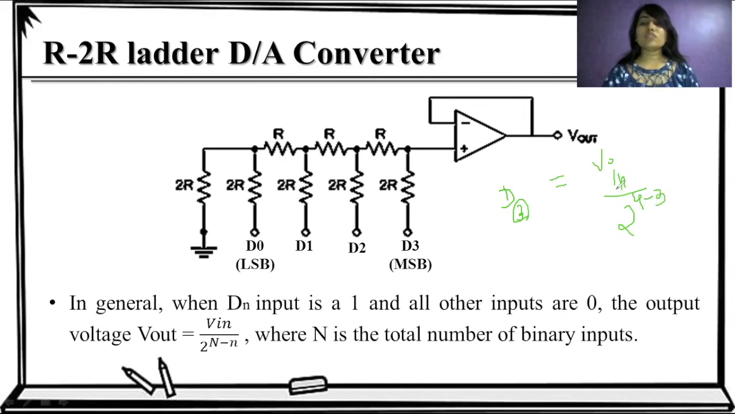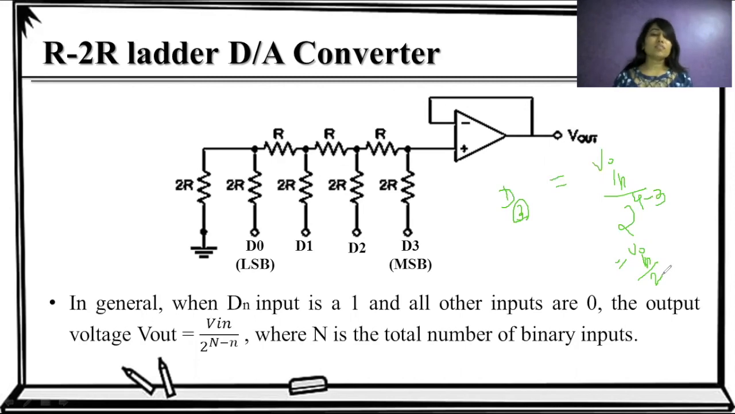So we have Vout is equal to Vin divided by 2 raised to 4 minus 3, which is Vin divided by 4, as we discussed earlier, Vin divided by 2. So D3 is equal to Vin divided by 2 raised to 4 minus 3, which is equivalent to 1. So basically we have an output voltage for D3 as Vin divided by 2.